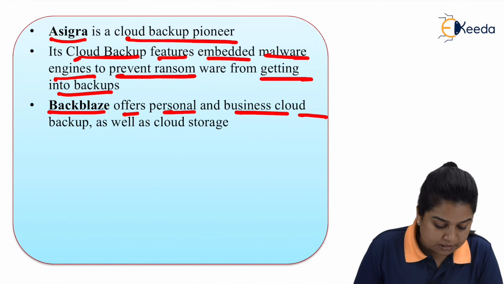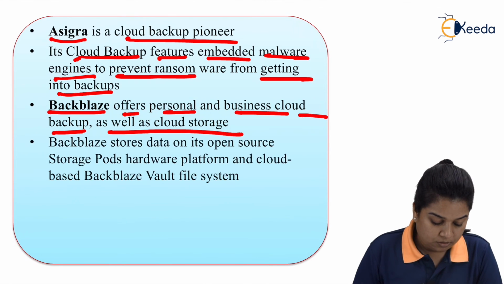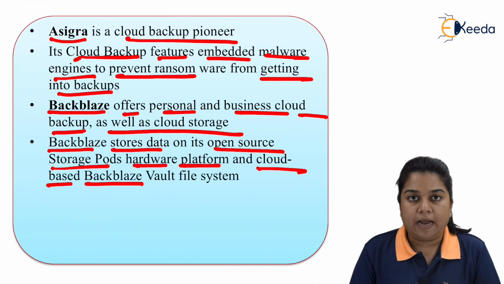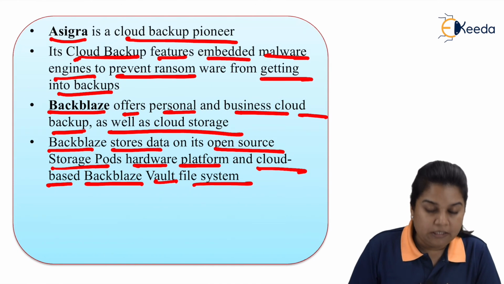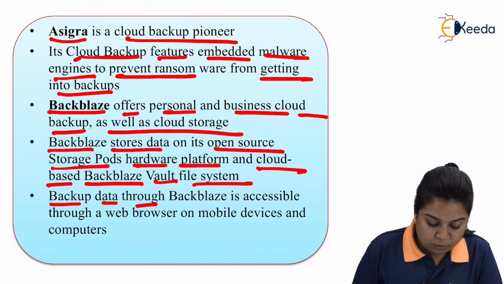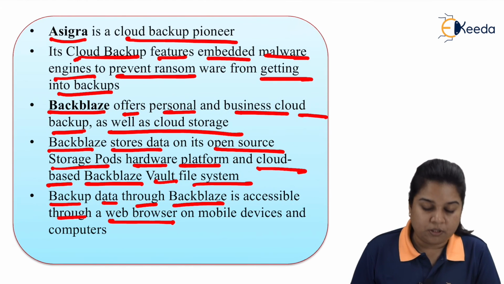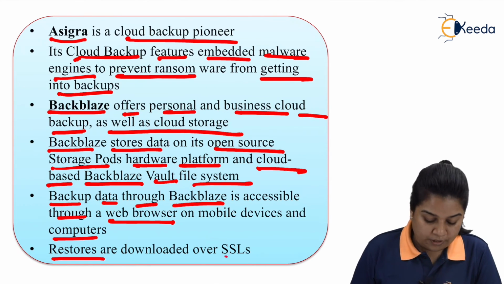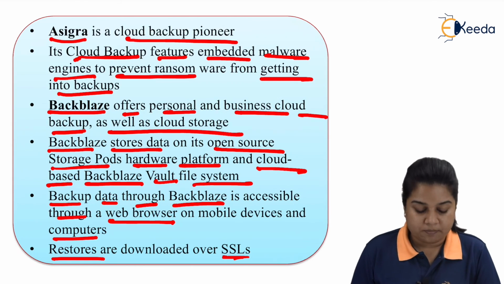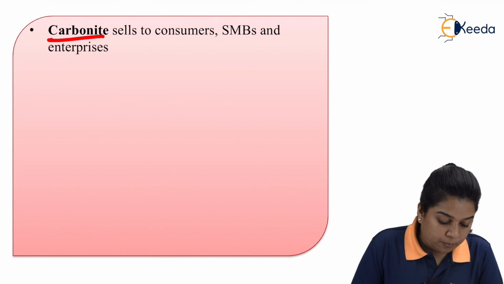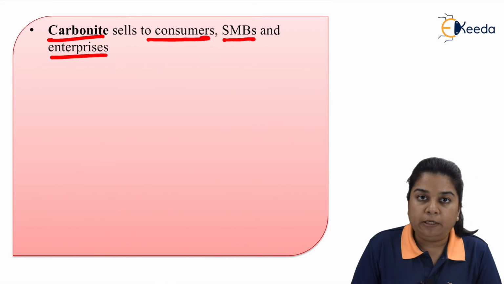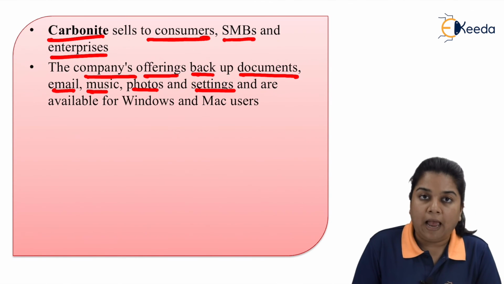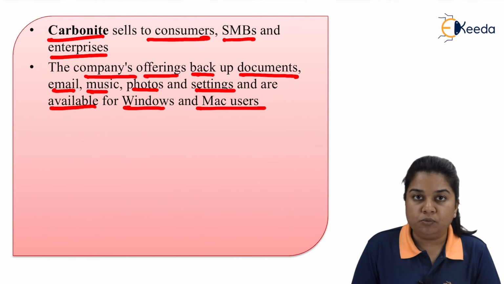Backblaze offers personal and business cloud backup as well as cloud storage. Backblaze stores data on its open source storage pods, hardware platforms, and cloud based Backblaze Vault file system. Backup data through Backblaze is accessible through a web browser on mobile devices and computers. Restores are downloaded over SSL, that is secure socket layer. Carbonite sells to consumers, SMBs and enterprises. The company's offerings back up documents, email, music, photos and settings and are available for Windows and Mac users.